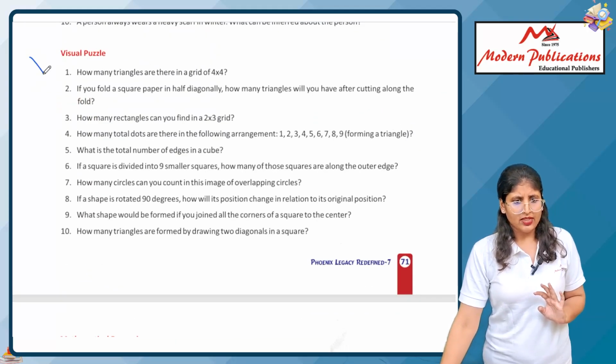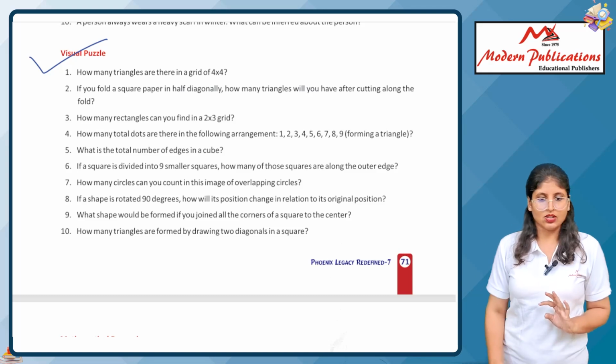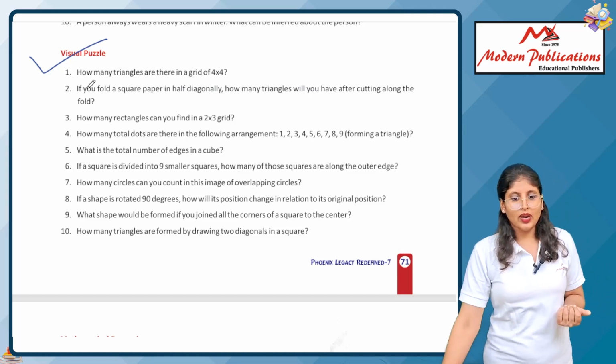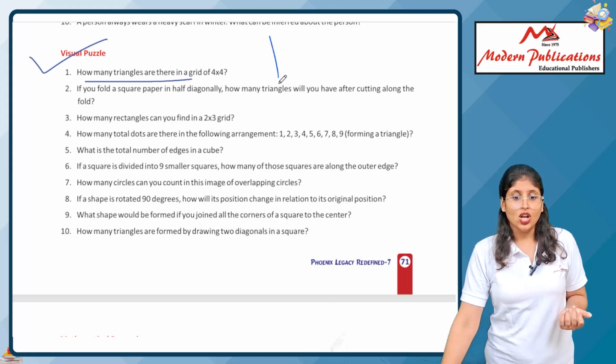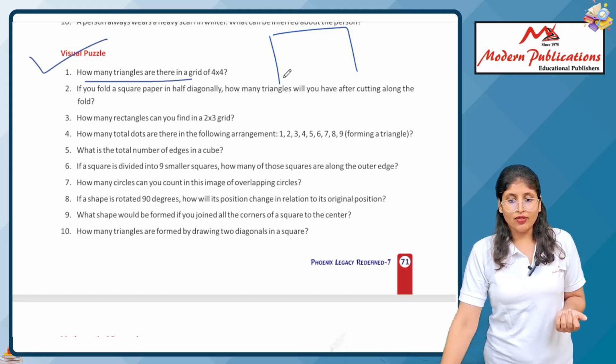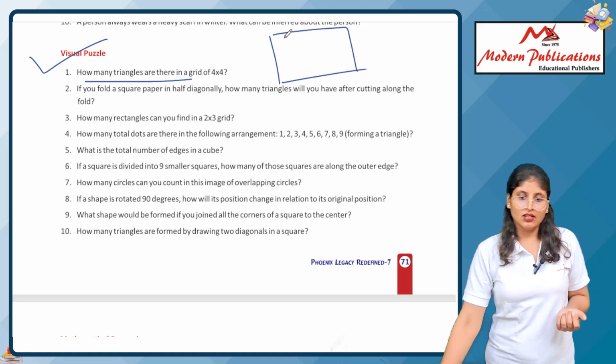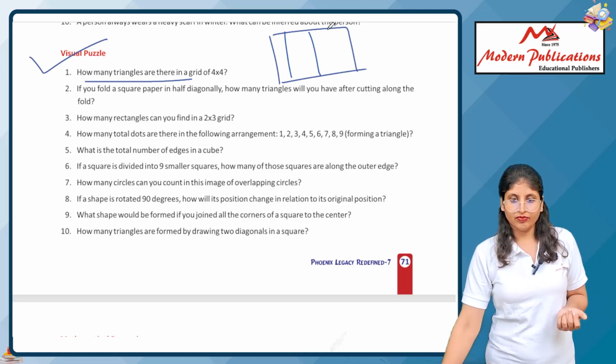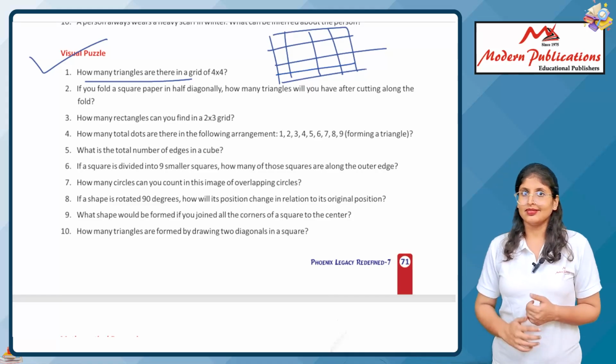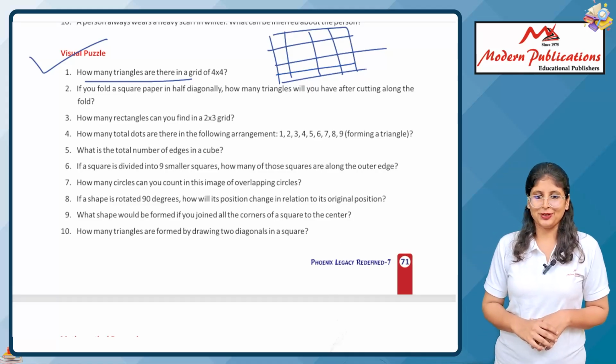Yes. Next, visual puzzles. This is something you can make yourself. How many triangles are there in a 4 into 4 grid? You make that grid and then see how many triangles are there in the 4 into 4 grid. Let's see how many of you can do it.